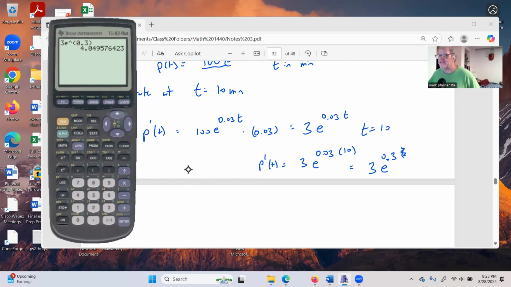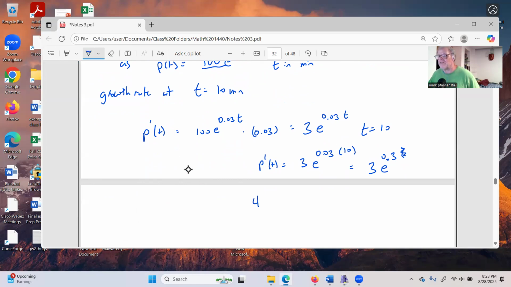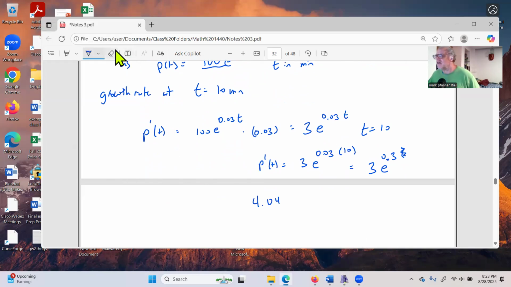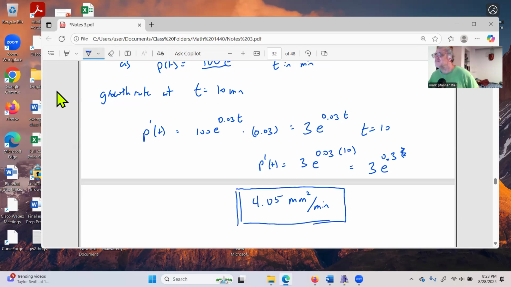Again, whatever the units are going to be, now it's a per because we're at a growth rate. So we have 4.04 here, and I will say 0.05, because the last digit was a 9. This could be in cells, or I think we decided this was millimeters squared per minute, because my t was in minutes and we're taking a derivative with respect to minutes. Okay, so that's how you would solve a rate of population growth problem using the chain rule.